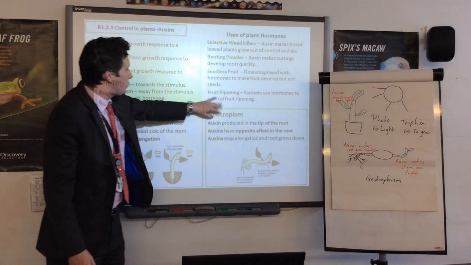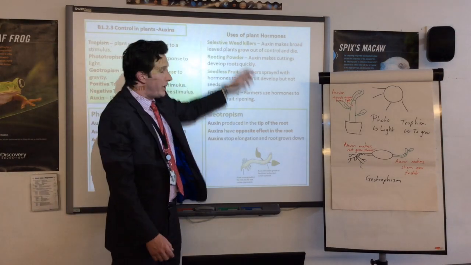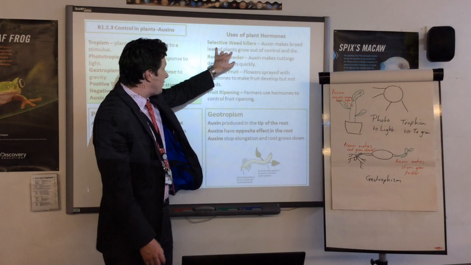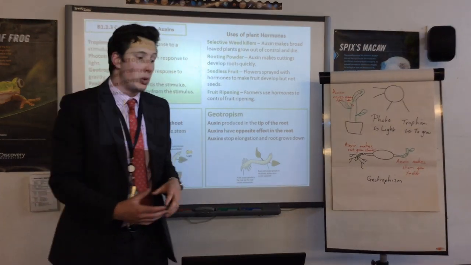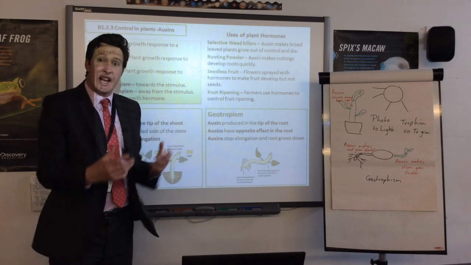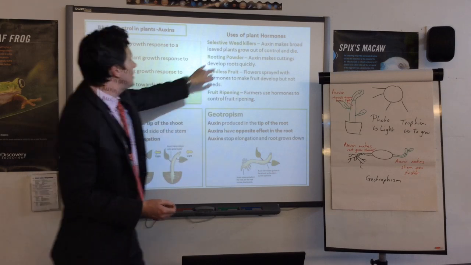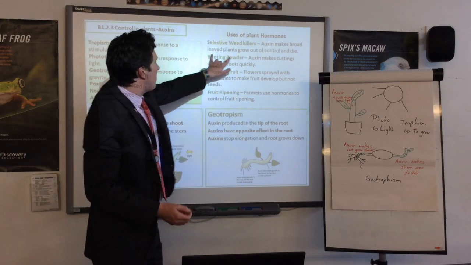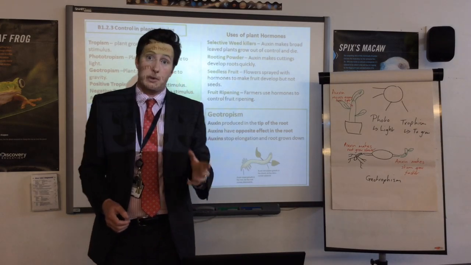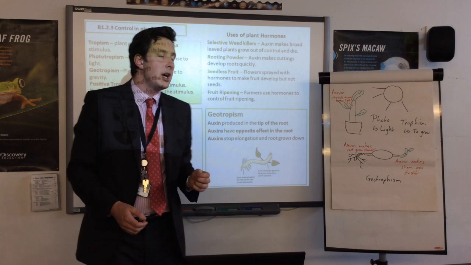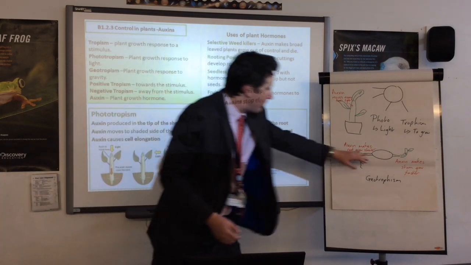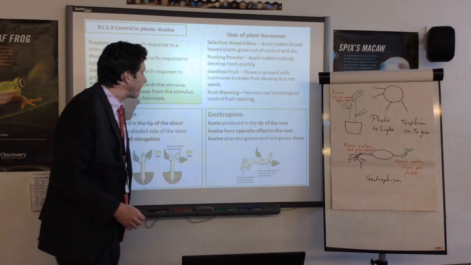Auxin can also be used while we're on it. It can be used as a weed killer, so you can actually use auxin to make some leaves grow out of control, or some plants with broad leaves grow out of control to the point where they can't sustain themselves and actually die. So you can use it as a weed killer. It can be used as a rooting powder. Now that's in taking cuttings, so that's what I talked about when I said take cuttings. You actually put auxin on the plant and plant it in the ground, and it makes the roots grow out.